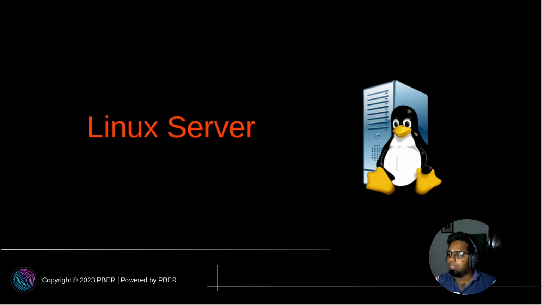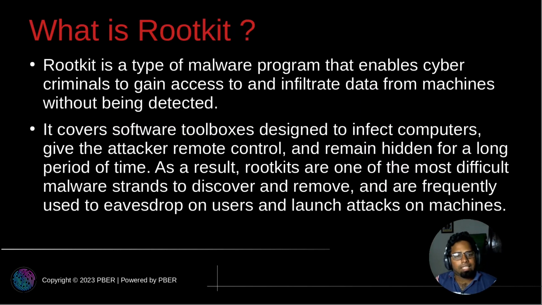We are going to see two tools to hunt for rootkits. Before we start hunting, let's try to understand what a rootkit is. A rootkit is a type of malware program that enables cybercriminals to gain access to and infiltrate data from the machine without being detected. It covers software toolboxes designed to infect a computer, give the attacker remote control, and remain hidden for a longer period of time. As a result, rootkits are one of the most difficult malware strains to discover and remove, and are frequently used to evade detection on the user's machine and launch attacks.